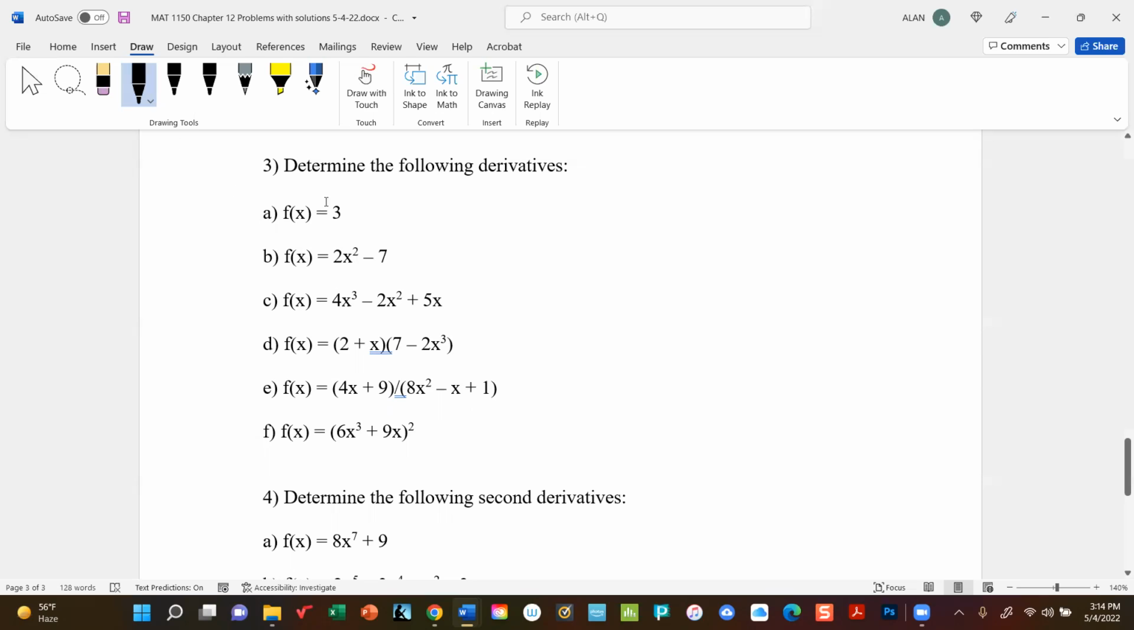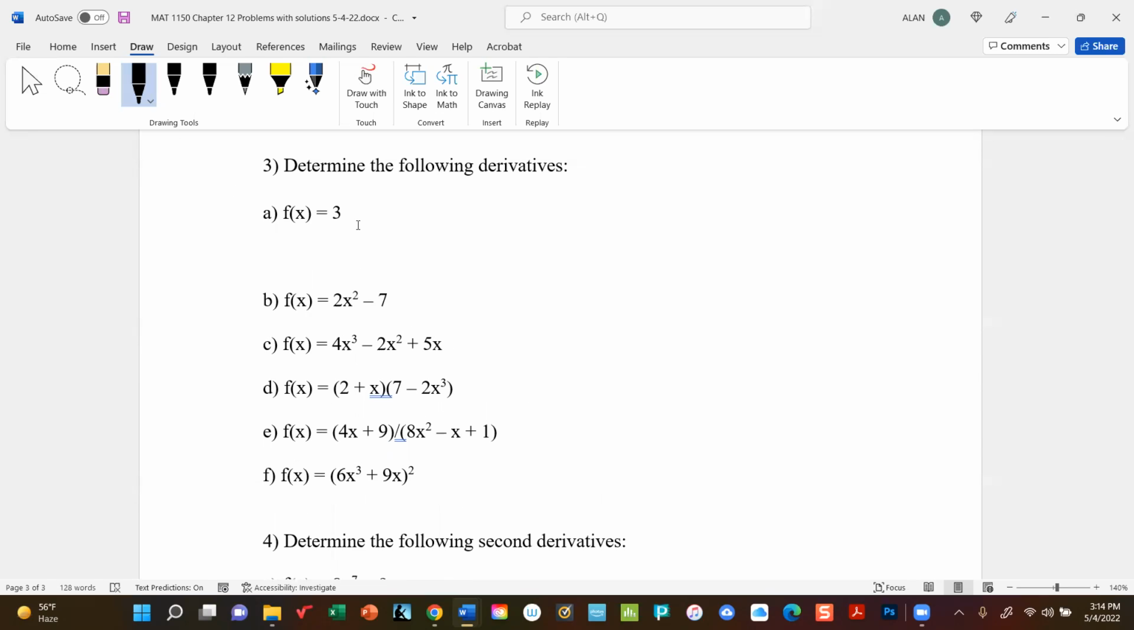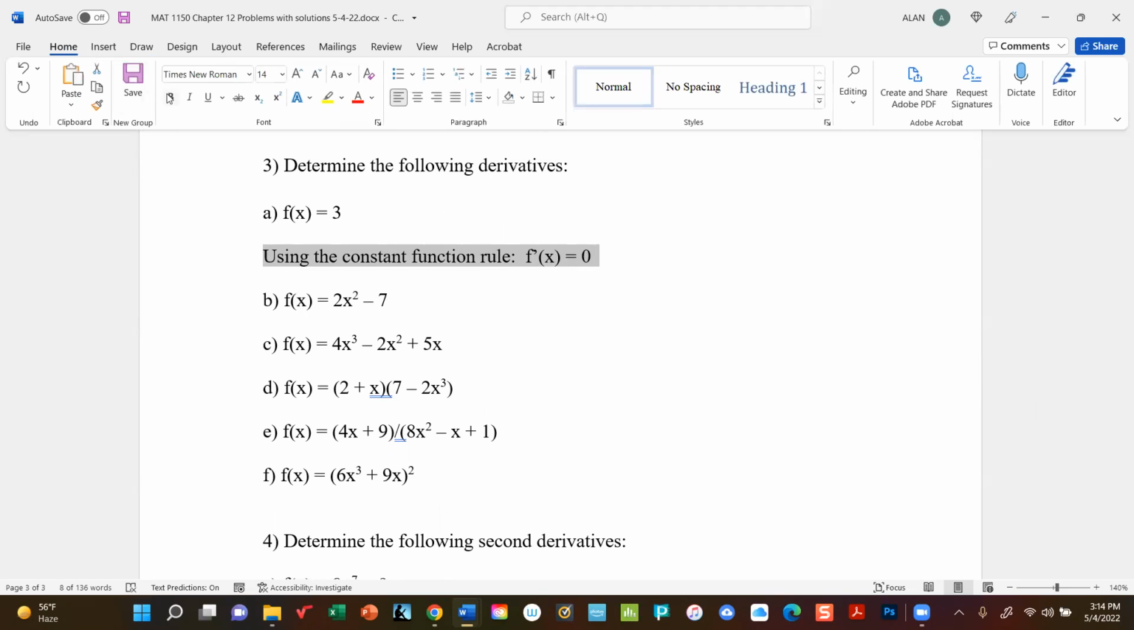In this first case, we call this the constant function rule. And this is as easy as it gets. The fact that 3 is a constant means that its derivative is just 0. Now, the reason for that is because the derivative is a rate of change, and a constant doesn't change. So therefore, it makes sense that the derivative of a constant would just be 0.